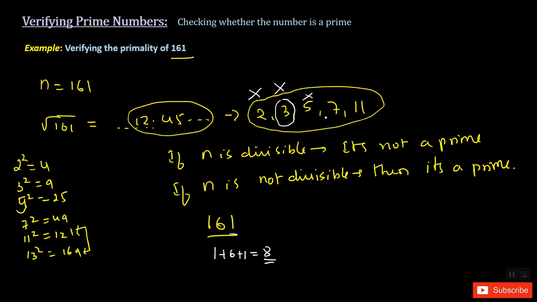Now check with divisibility by 7. Of course there is a rule for divisibility by 7 and 11, so I'll be showing that in my next video in detail. So now, to check whether it is divisible by 7 or not, let's just use long division. 161, just try to do the long division. How do we do the long division?